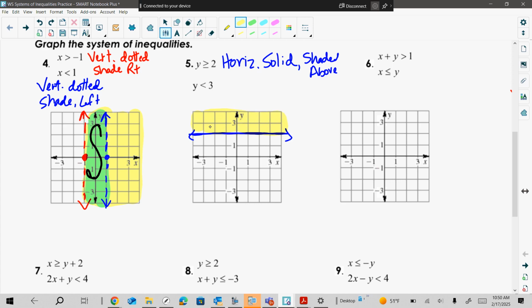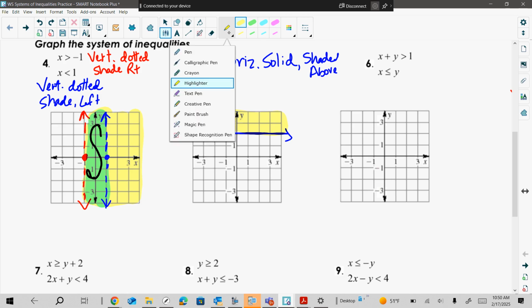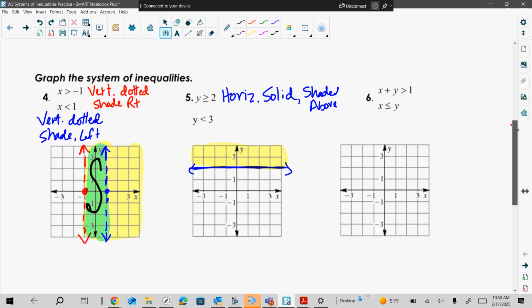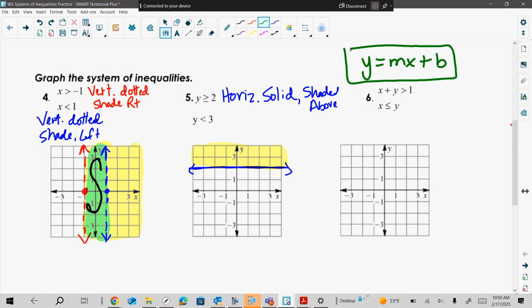Then you're going to do the second line, also horizontal, at 3, but it's shading below. Make it dark. Now on 6, now we're getting into x and y's in the inequality. Remember, to graph when we have 2 variables, it has to be in mx plus b form. We need this form to graph.